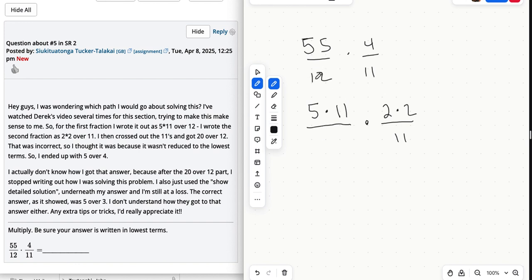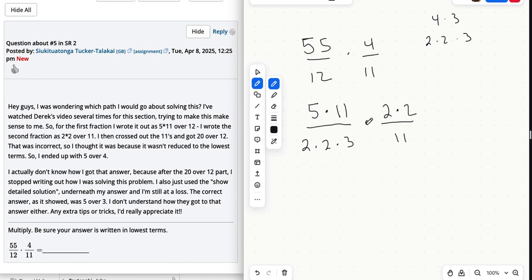And then this 12, we can also factor that down. And I think that's maybe where it got hung up a little bit for you. And so 12 is 4 times 3, which is also 2 times 2 times 3. So I'll go 2 times 2 times 3 right there.